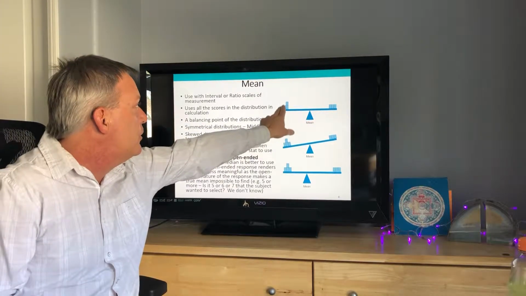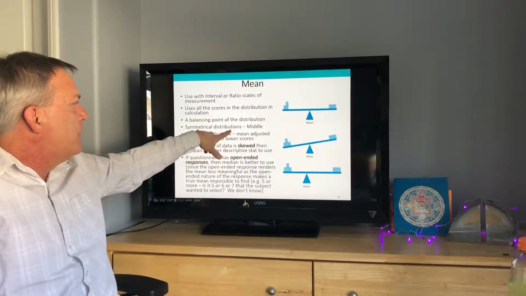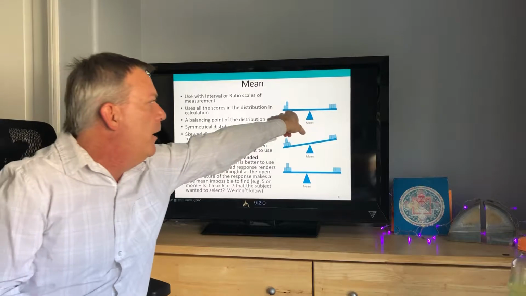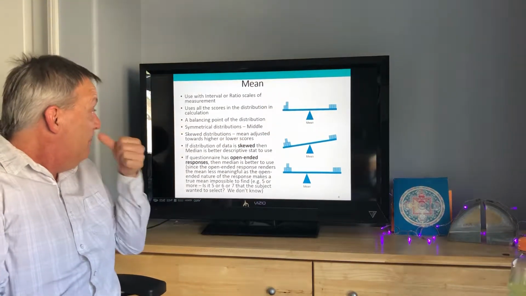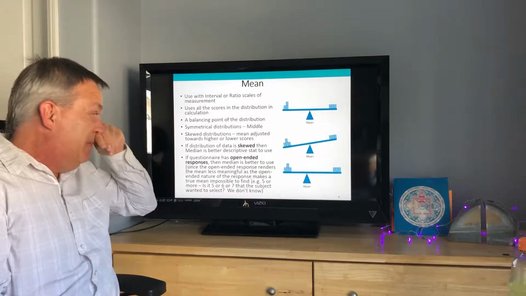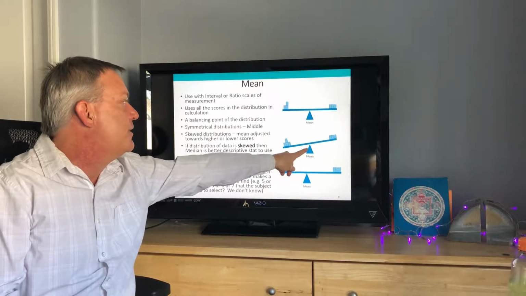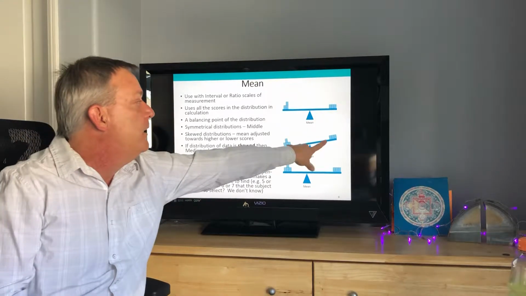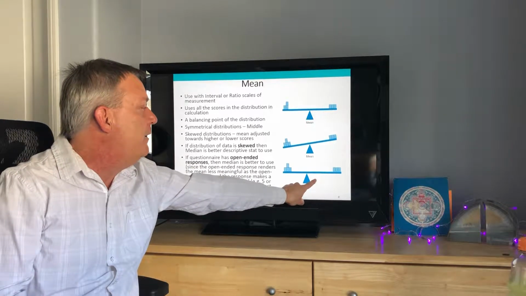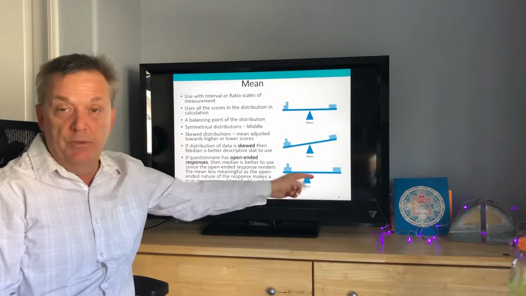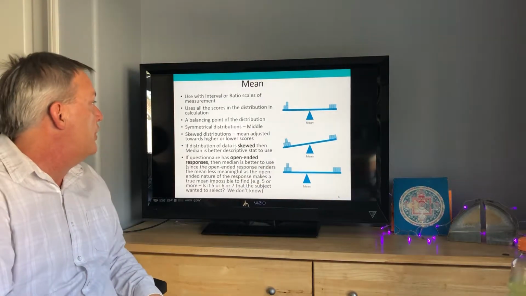As you can see here, if there are 3 blocks here and 3 blocks here, it's the middle. And so, of course, in symmetrical distributions, where it's evenly distributed on each side, it's going to be in the exact middle. But in skewed distributions, the mean is adjusted towards the higher or lower scores. So as you can see, if we add one more block here, it's going to tilt things. So in order to adjust it, we move the mean, or the middle, the fulcrum, to the left, as you can see, to adjust for the skewed distribution.